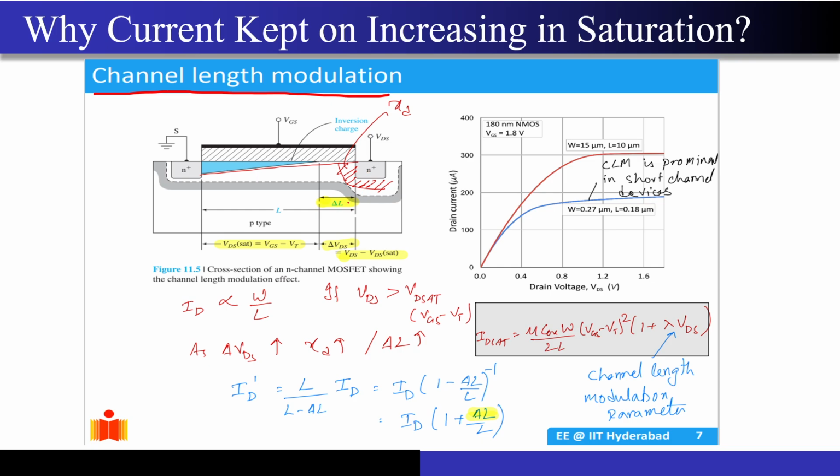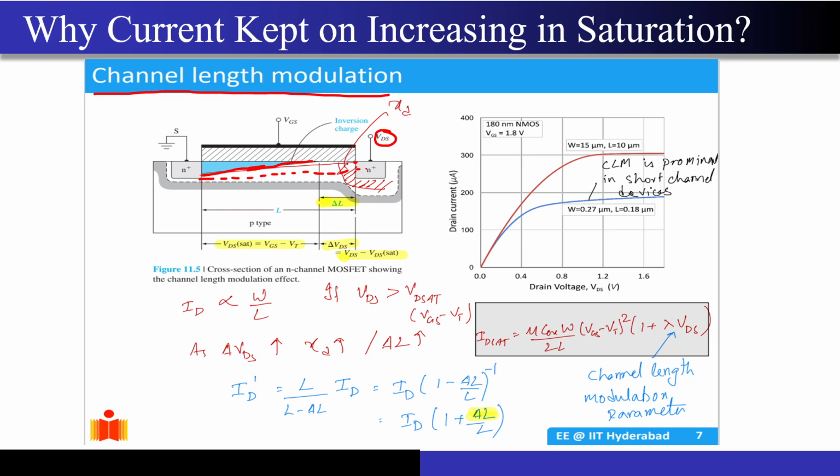Now what is this? What did we say? The channel, which was initially looking like this, started to pinch off over here, and now if I start to increase the VDS again, this channel will actually shift to the left side. Now why is it shifting to the left side? I may not have made it clear last time.